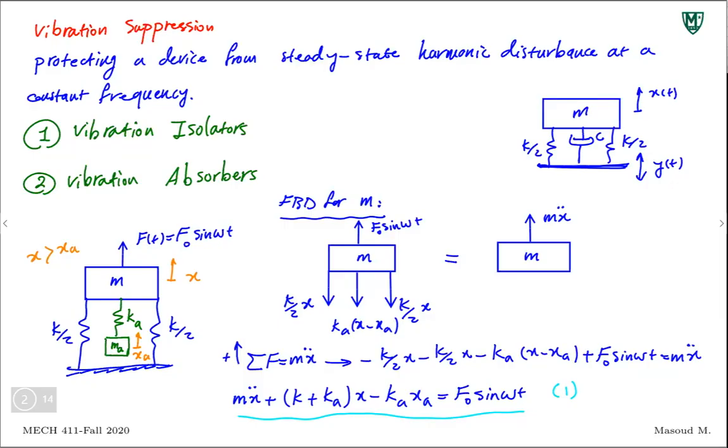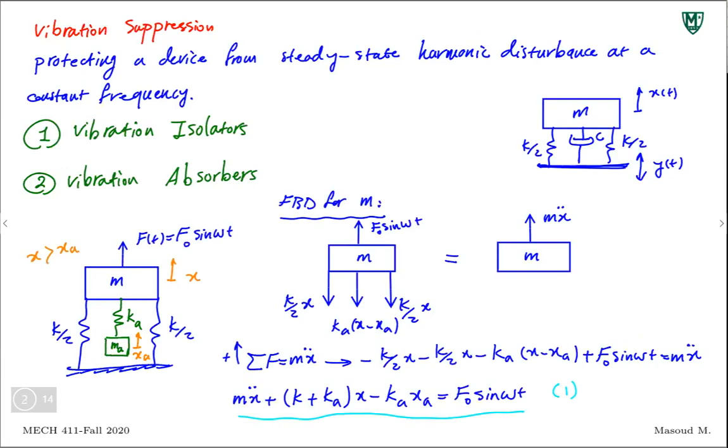Let's draw the free body diagram for Ma. Let me go to the next page. Going back, let me just draw it here first. So this would be Ma, free body diagram and kinetic diagram. Let's see what we have there. We only have one thing, which is coming from this spring, and it's in the opposite direction. We had Ka x minus xa on M, so we just flip it and put it on Ma.